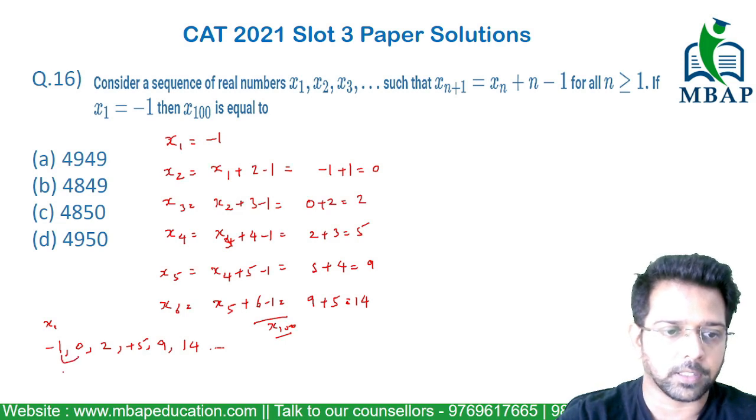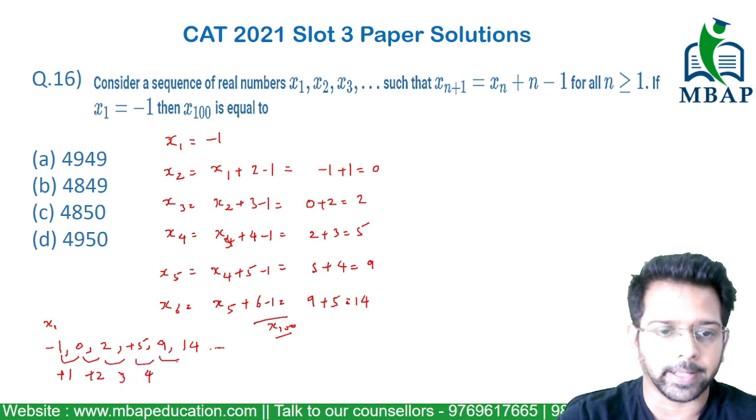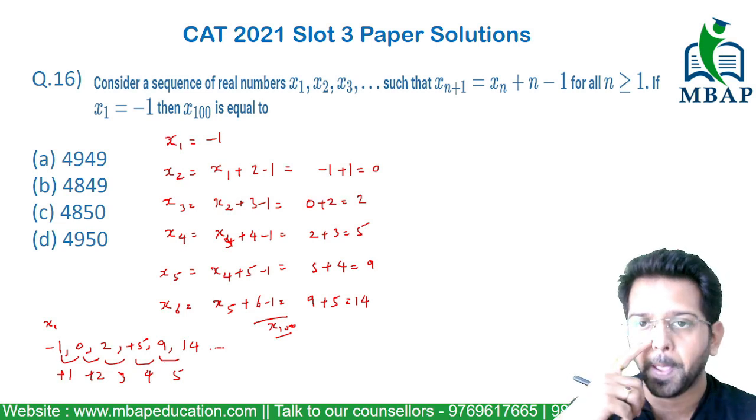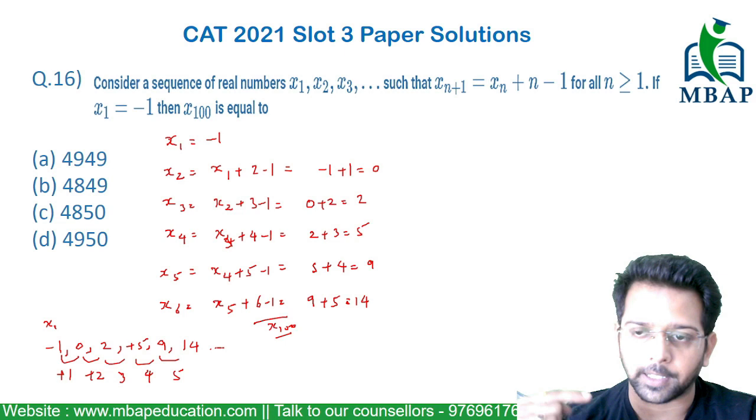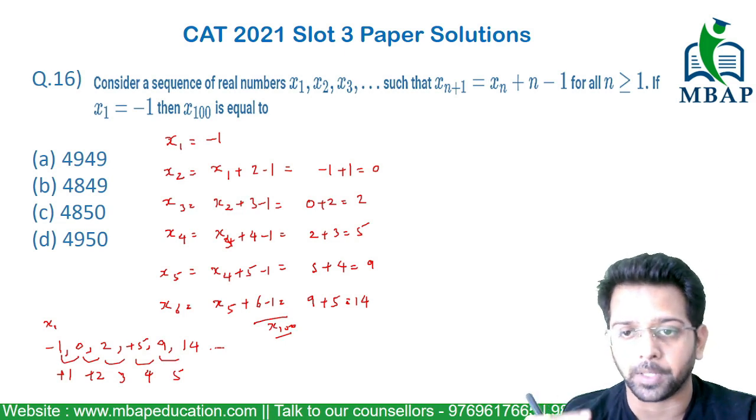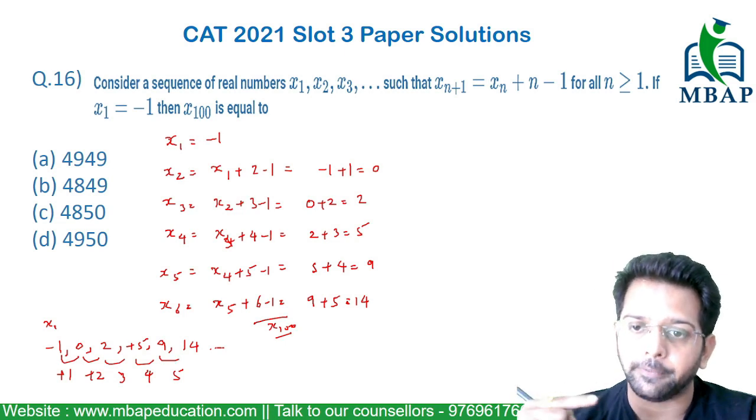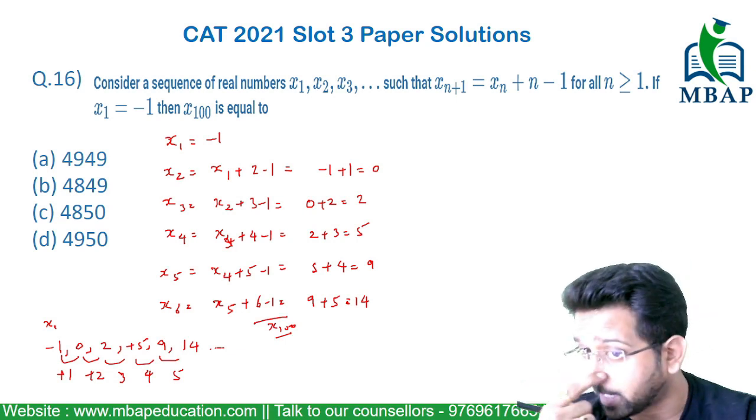But if I check, the difference here is plus 1. The difference of these two terms is 2. Here it is 3. Next is 4. Next is 5. What do I see? I see the difference of terms is in AP. The terms are not in AP, but the differences of these terms x1 to x100 are in AP.